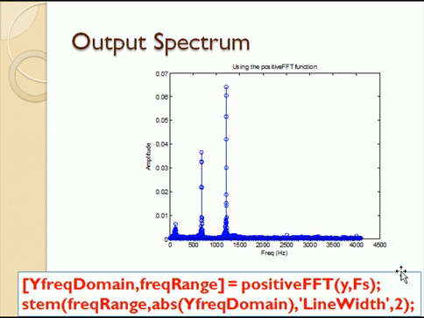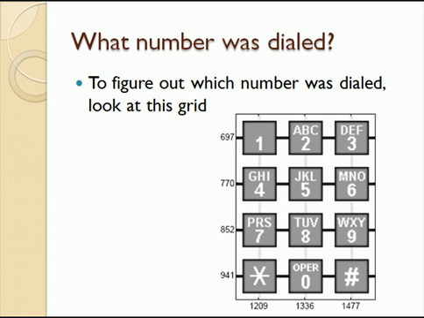Now I want to take the FFT of that. Okay, so I use my positive FFT routine on Y using the sample rate, and I do my stem plot, and you can see there's two numbers which predominate. One is right around 700, and the other one is right around 1200. And it turns out you can figure out which number was touched by connecting these frequencies up to the scheme used for touchtone phones.